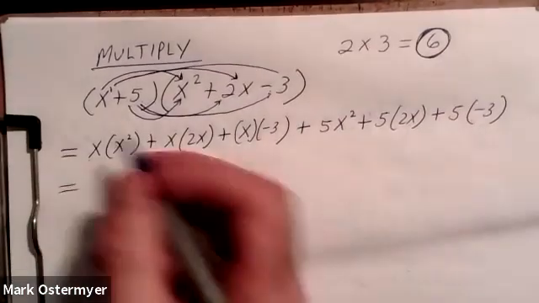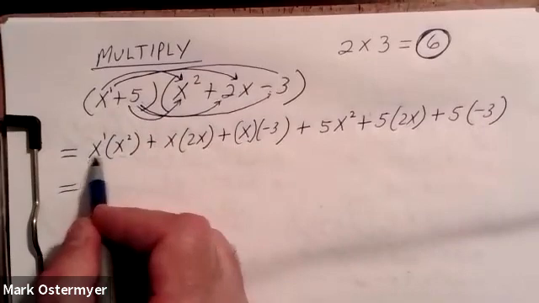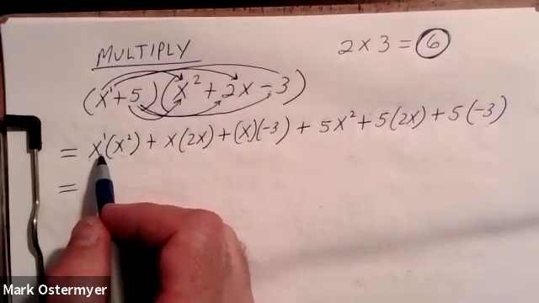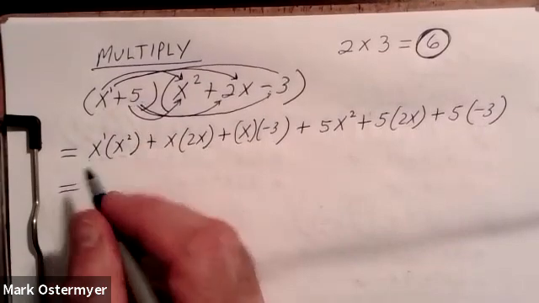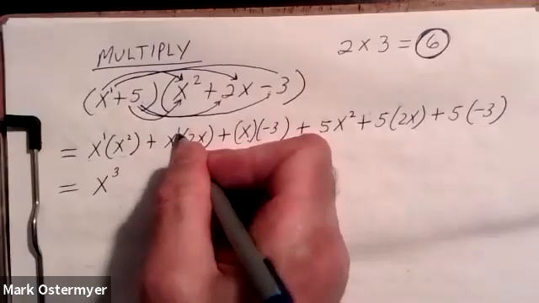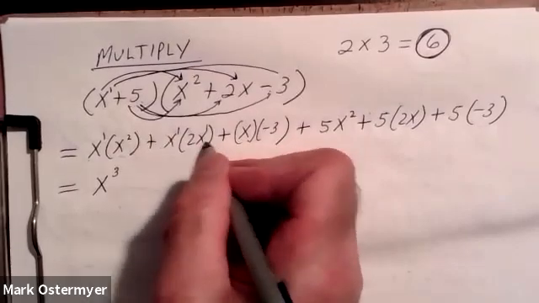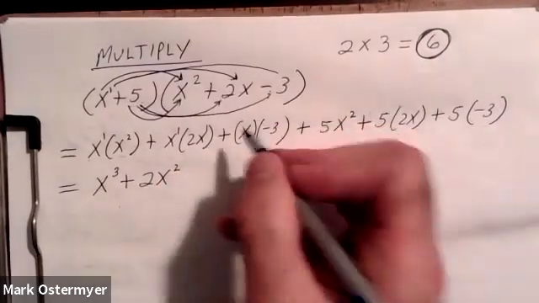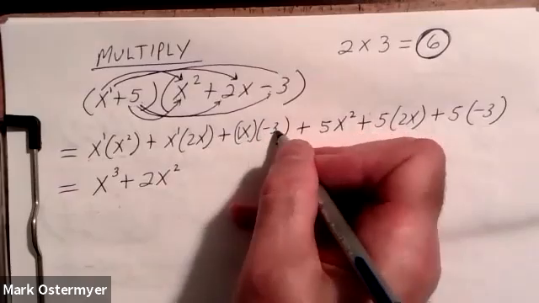Now we just got to clean this up. What's x times x squared? As we multiply these like bases together, we add the exponents. So x times x squared is x cubed. What's x to the first times 2x? x squared. 2x squared. Plus 2x squared. What's a 1x multiplied by -3?